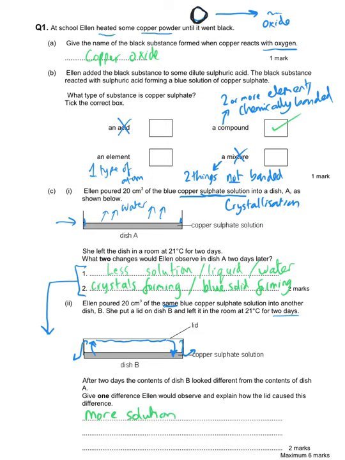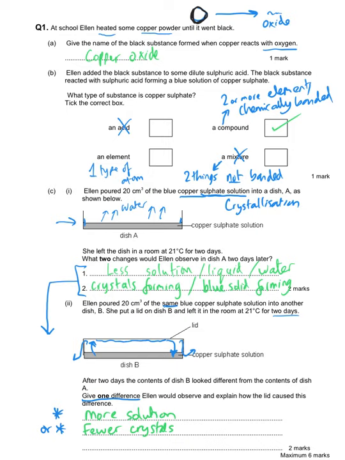And in terms of the crystals forming, there wouldn't be so many crystals, so we can just write fewer crystals. And so either of those is absolutely fine. Now let's be careful with the question, because the question said give one difference, and what I've done here is I've given two. So we can either say this first one or we can say the second one.